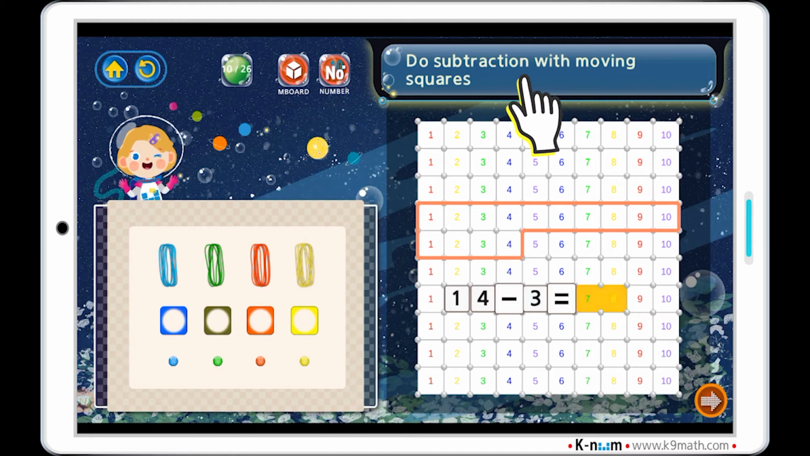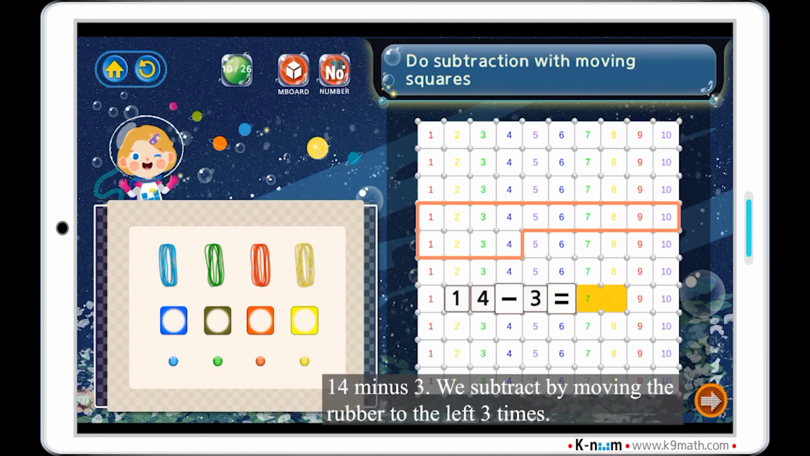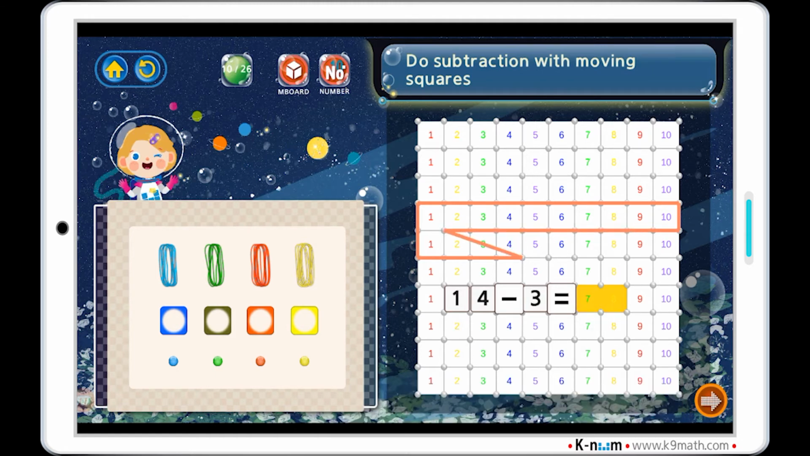Do subtraction with moving squares. 14 minus 3. We subtract by moving the rubber to the left 3 times. So, the answer is 11.